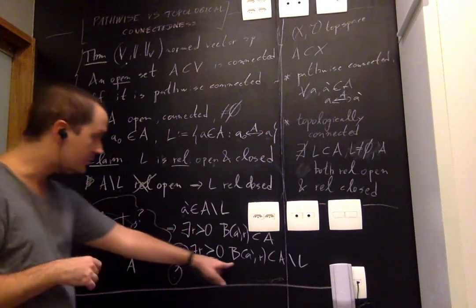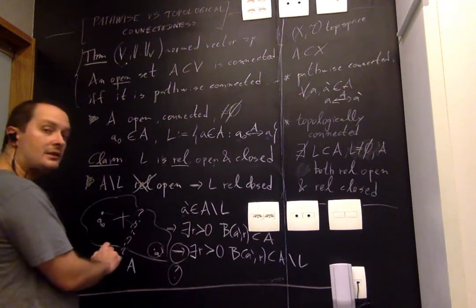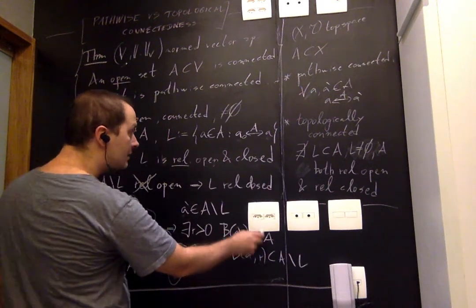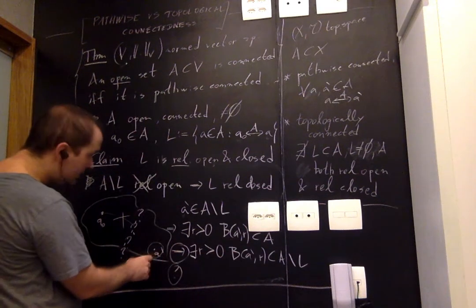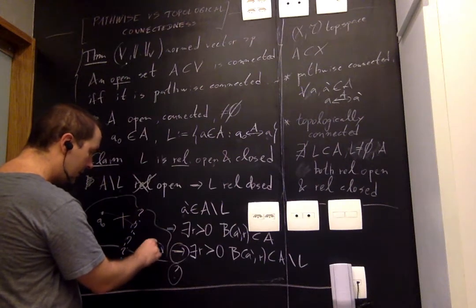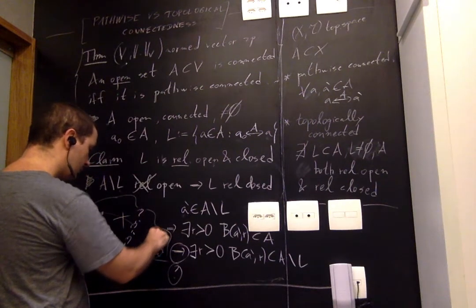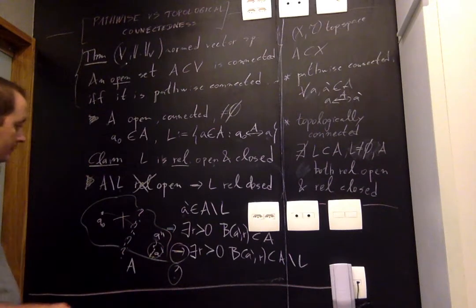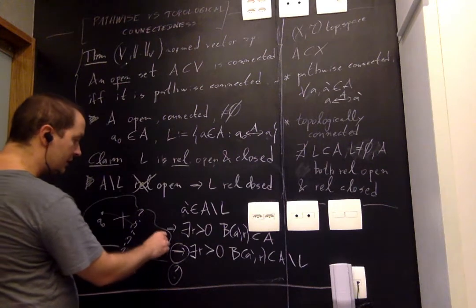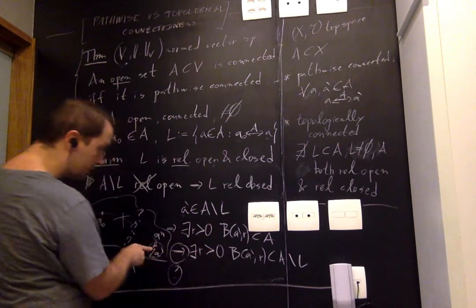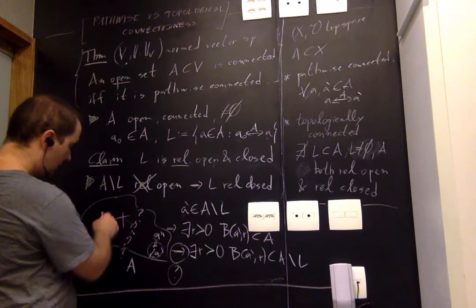So suppose this was not the case, right? Suppose that this ball that I took here, that's entirely contained in A, is not contained in the relative complement of L. What does that mean? It means that this ball here, with radius R, contains at least one point, A double prime, this guy here, and this point has to be in L. So if this is not true, there's a point belonging to L inside this ball. And what does that mean?